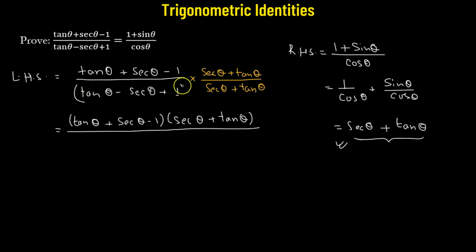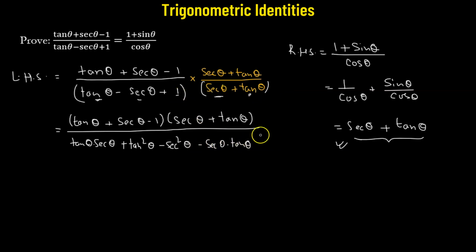So let's multiply the two expressions in the denominator. So we have tangent of theta times secant of theta. That gives us tangent theta times secant theta. Then we have tangent of theta multiplied by tangent of theta, so that's tangent squared theta, right? Then we have negative secant theta multiplied by secant theta, so that's negative secant squared theta. And we have negative secant theta multiplied by tangent theta, so that gives us negative secant theta times tangent theta. And then finally we have 1 multiplied by secant theta plus tangent theta, so this will be simply positive secant theta plus tangent of theta.